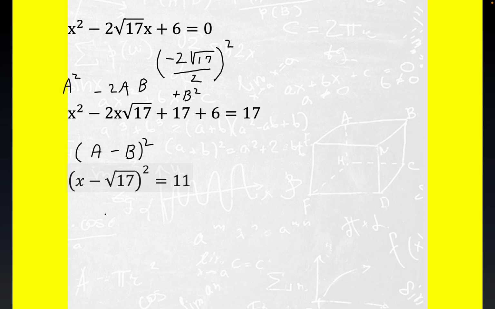We can take the plus and minus square roots of both sides, and we certainly get x minus root 17 is equal to plus or minus the square root of 11. And this is very, very standard. You just, to isolate x, you add root 17 to both sides. So you would end up with x is equal to the square root of 17 plus or minus square root 11.